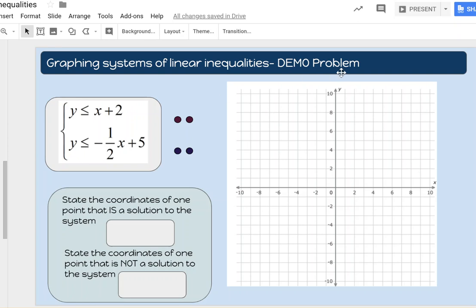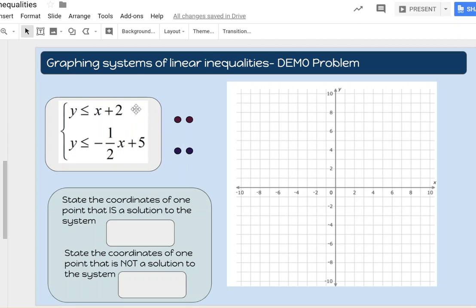Hey guys, we're now going to graph a system of linear inequalities. So basically it's where you have two inequalities, they're grouped together with this symbol and you're going to put them both on the same coordinate plane. Okay, so how you go ahead and graph these is you would graph them individually and then you're going to look and see where they're both shaded in.